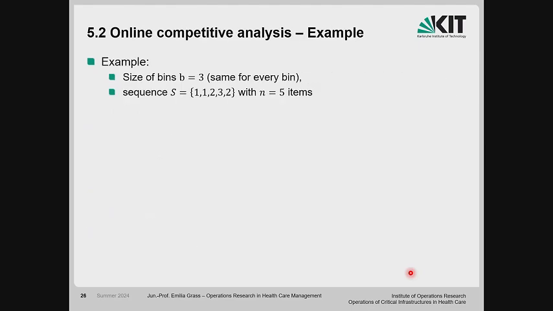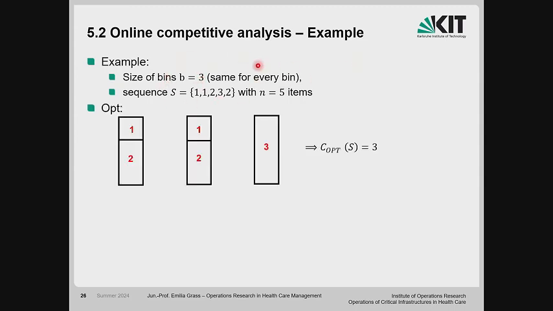Okay. Let's have a look at an example. Let's assume we have 3 bins, 3 operating rooms. Let's keep it in bins, so it's maybe easier. Every bin has a capacity of 3, and now the sequence comes in: 1, 1, 2, 3, 2. So we have n items that we would like to assign, but we don't know the order yet.